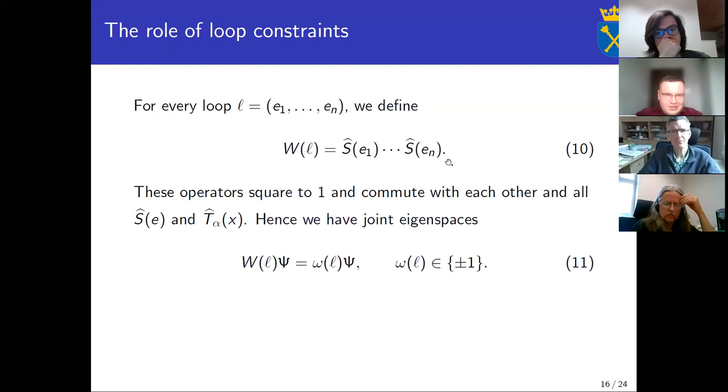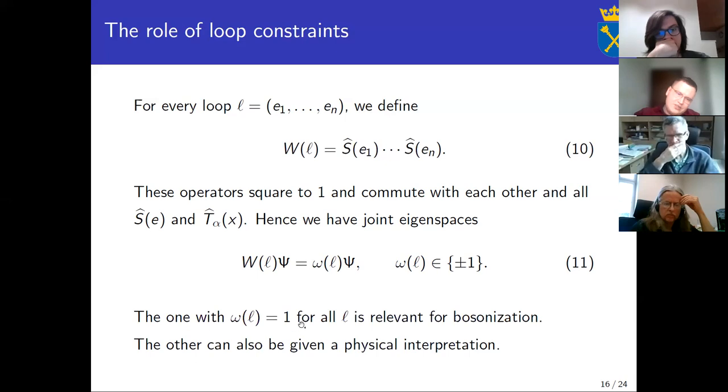It's some product of many gamma matrices. And what turns out is that these operators square to 1 and commute with each other, and with all of these S hats and T hats. And therefore, they can be all diagonalized simultaneously. So there are some states psi such that W of L on psi gives some omega of L times psi, where omega of L is plus or minus 1, depending on L, of course. So there is a diagonalization like that.